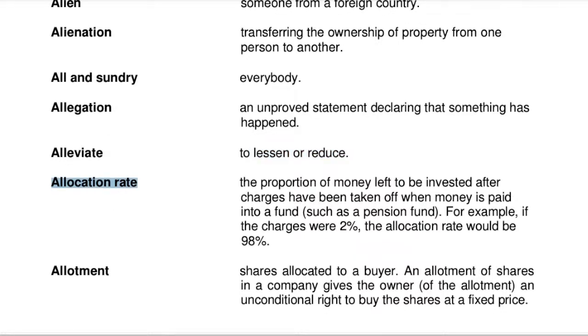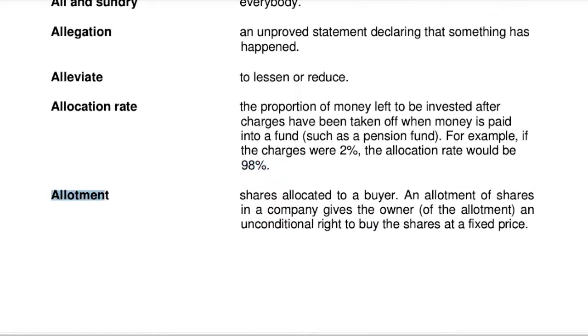Allocation rate, the portion of money left to be invested after charges have been taken off when the money is paid into a fund, such as a pension fund. For example, if the charges were 2%, the allocation rate would be 98%, so it's the difference. Allotment. Shares are allocated to a buyer. An allotment of shares in a company gives the owner of the allotment an unconditional right to buy the shares at a fixed price.